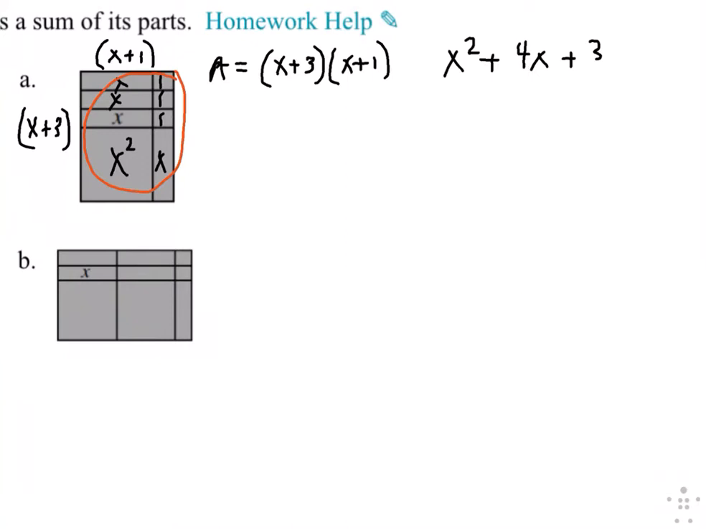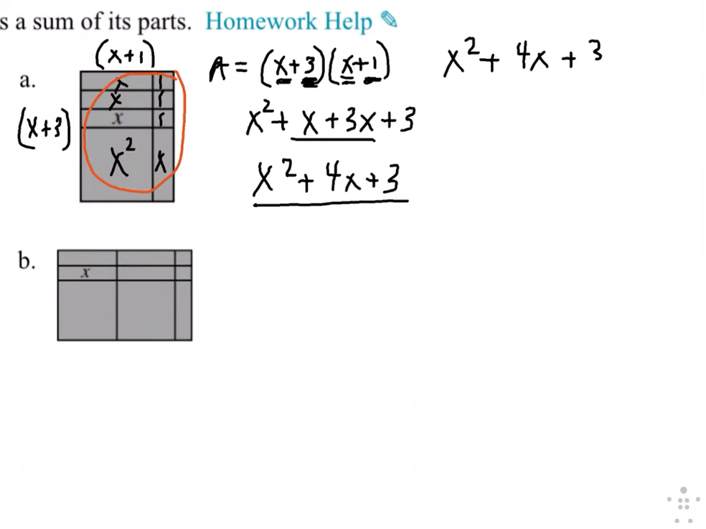But we should know how to multiply by now, so I'm going to take the x times the x and get x squared, and then the x times the 1 and get x. And then we're going to do the 3 times the x and get 3x, and then the 3 times the 1 and get 3. And these are like terms, and we get x squared plus 1x plus 3x is 4x plus 3. So there it is as the sum of its parts, and here it is as the product of length and width.